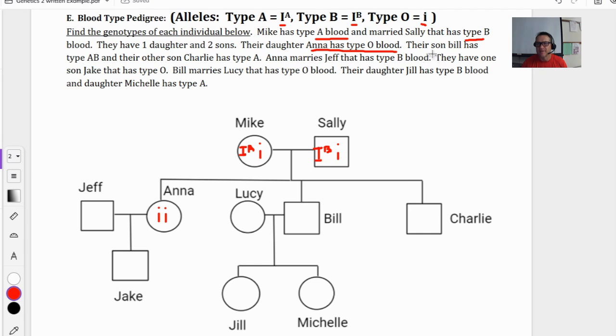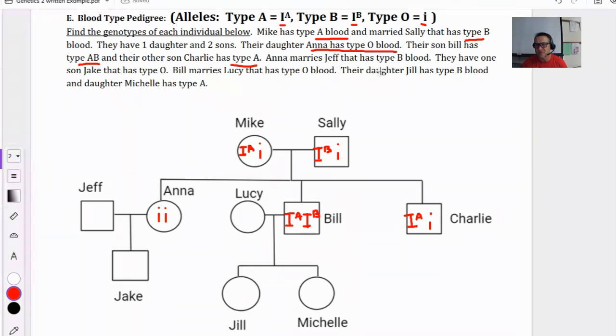All right, keep going. Their son Bill has type AB. All right, here's Bill. There's only 1 genotype you can have to have AB blood. Big IA and big IB. Voila, there's Bill with his type AB blood. And their son Charlie has type A. So here's Charlie over here. So obviously from his dad, Mike, he got the A allele, big IA. There's only 1 allele he could have got from mom. He couldn't have got the big IB because then he'd be type AB. He had to have gotten the little i from mom to give him type A blood.